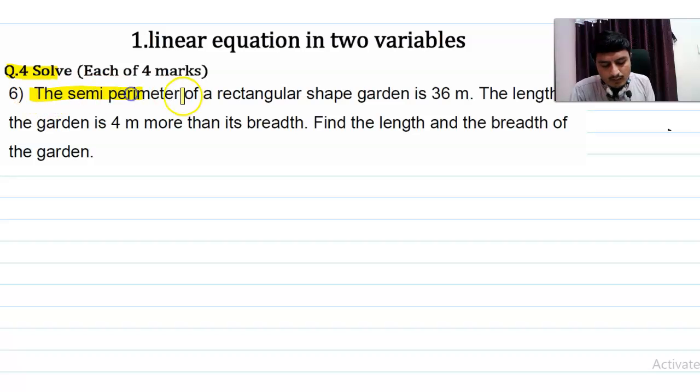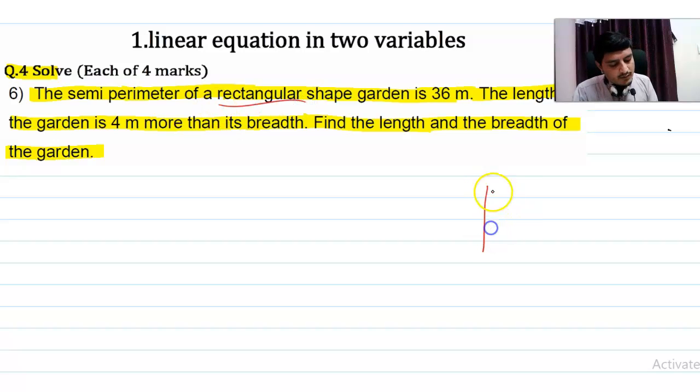It is of the form: the semi-perimeter of a rectangular shaped garden is 36 meter and the length of the garden is 4 meter more than its breadth. Find the length and breadth of the garden. So look at the shape of the garden. We have the rectangular shape. So let's firstly draw the rectangle. Assume that it is a garden whose length is L, breadth is B.